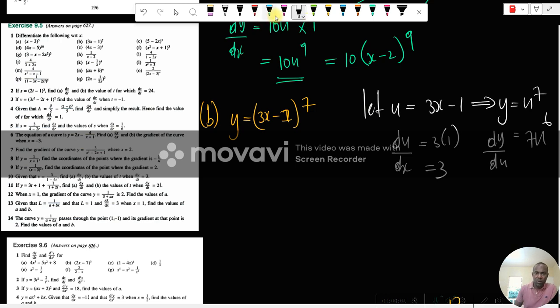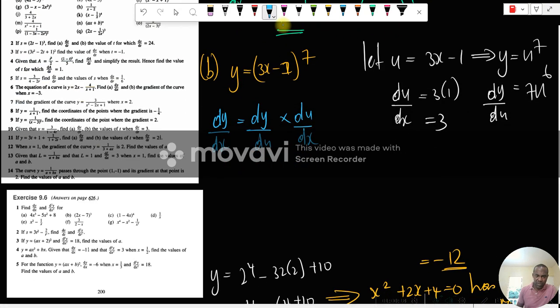So we can now say by the chain rule, dy by dx is equal to dy by du times du by dx, right? So what does this give us? dy by dx is equal to 7u to the power of 6 times du by dx, which of course is equal to 3, which gives us 21u to the power of 6.